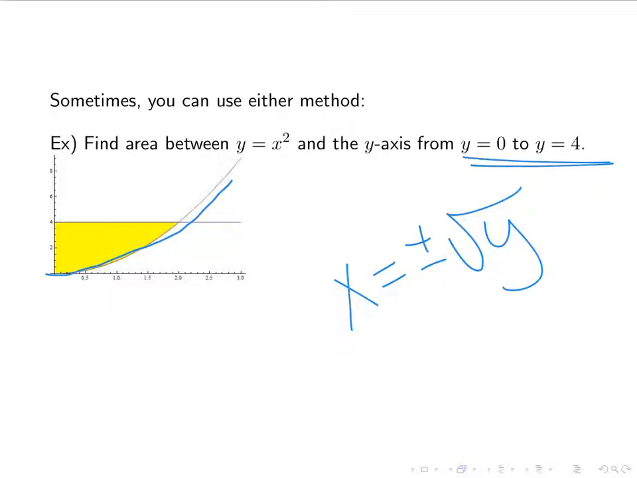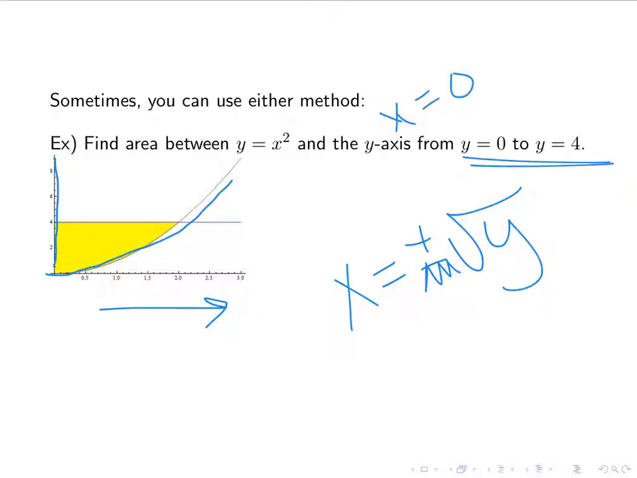We need to figure out which one we are actually looking at. Is this the positive square root of y, or is this the negative square root of y? If you notice, my x values are positive as I go up, so I do want the positive square root. Occasionally, however, we will want the negative, so don't forget to keep that in mind. Okay, so our right function is x equals the square root of y. Our left function is the y-axis, which is x equals 0.